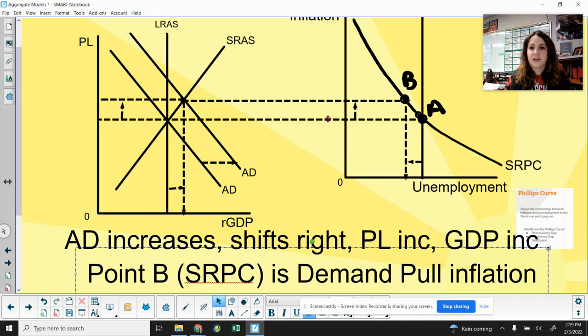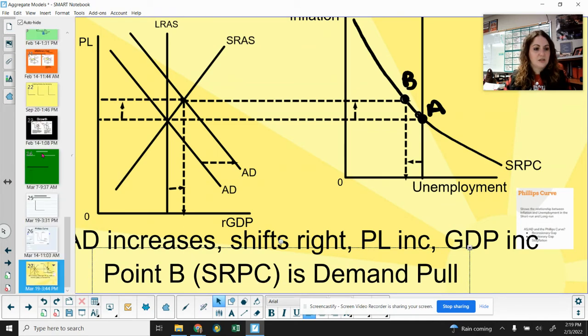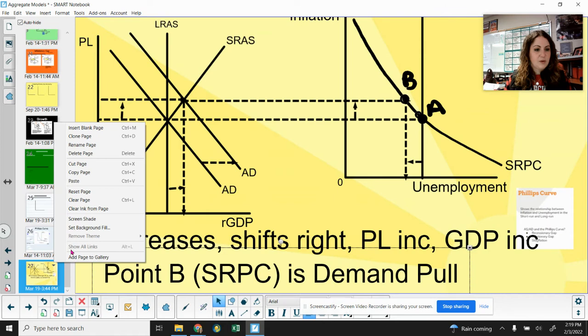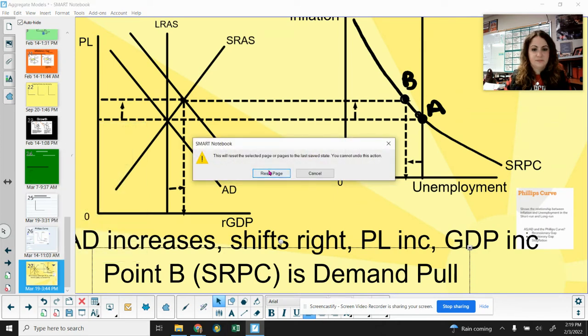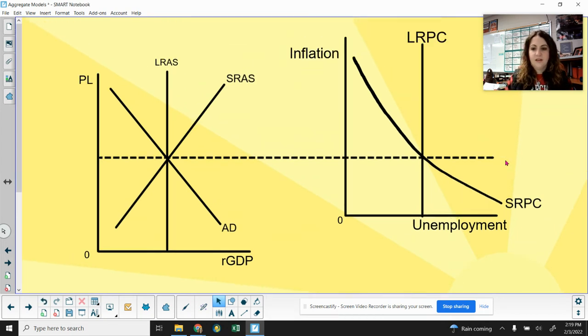Well, let's see what it looks like if aggregate demand was to decrease. So I'm going to get rid of a lot of the stuff that had just changed. Let me see if I can do this. I can reset the page. Okay, that's a little bit better. Oh, let me bring this equilibrium back here. I didn't need to go that far.